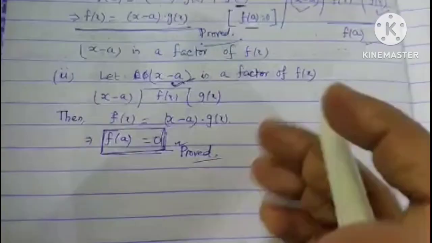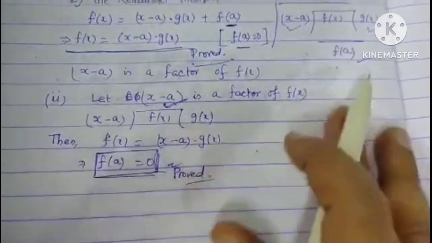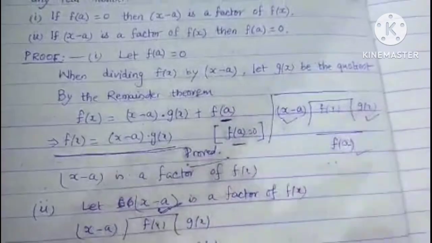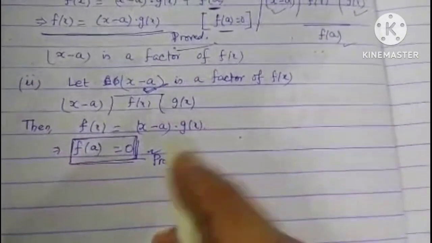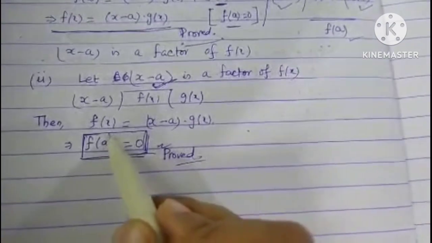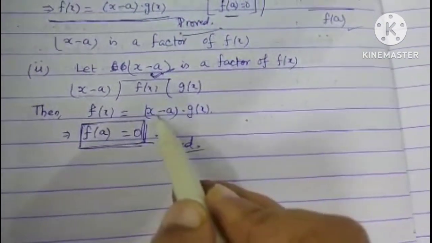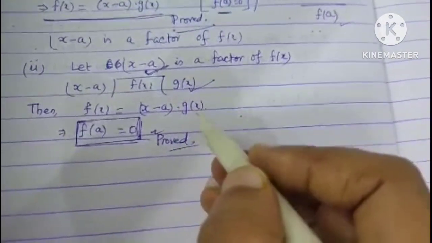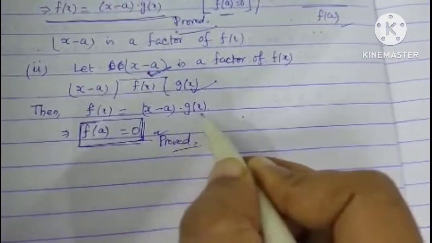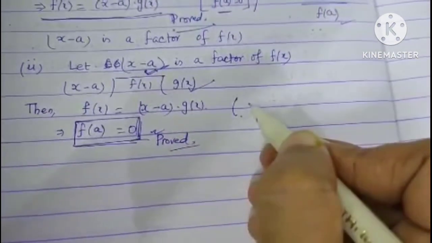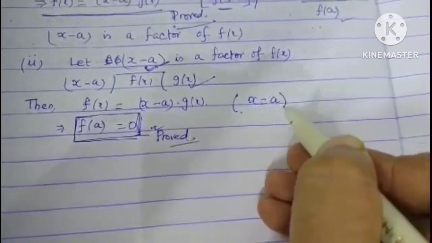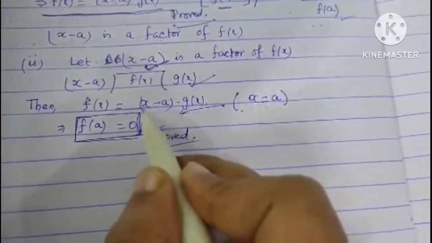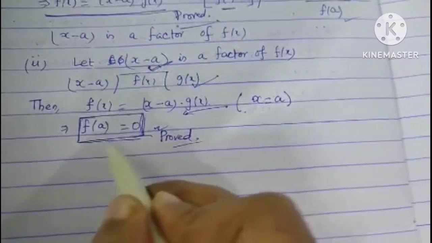Now let us come to the second part. We have to prove that if x minus a is a factor of f(x), then f(a) equals 0. So let x minus a be a factor of f(x). Then we can write f(x) equals (x minus a) into g(x), where g(x) is the quotient, because it is a factor, so the remainder will be 0. Now when we put x equal to a, f(a) equals (a minus a) into g(a), and a minus a is 0. So f(a) equals 0, simple.